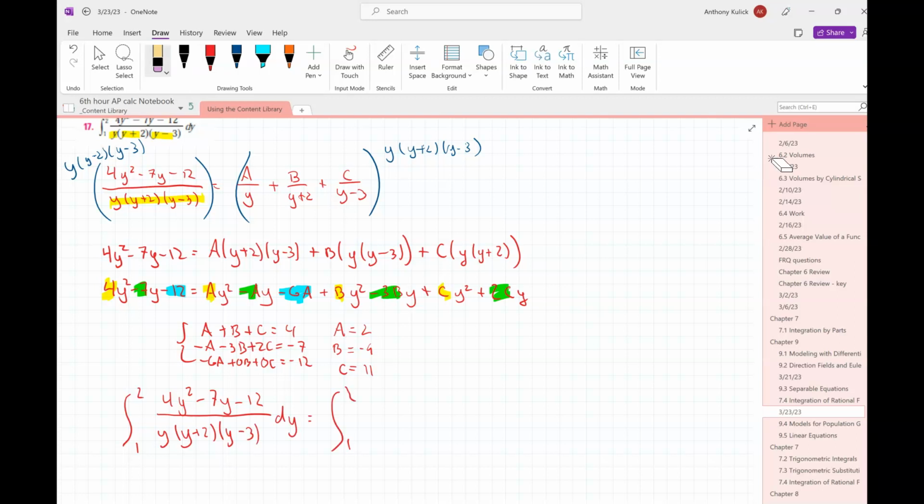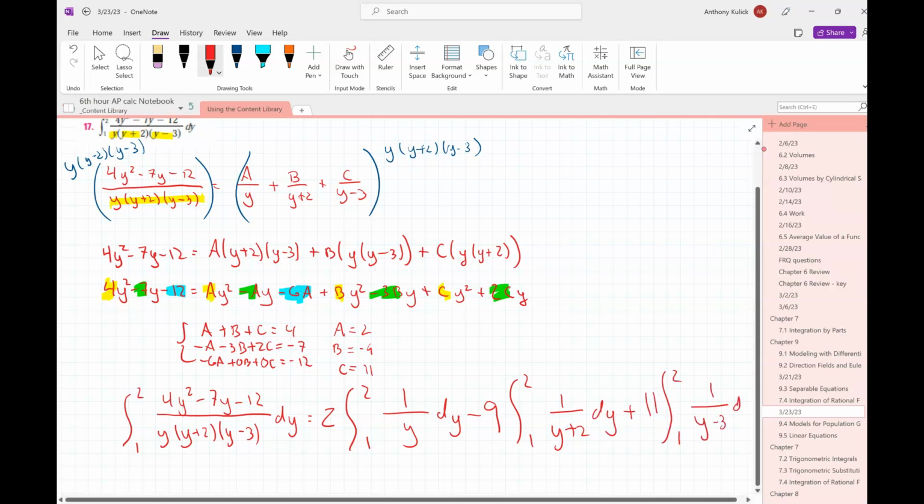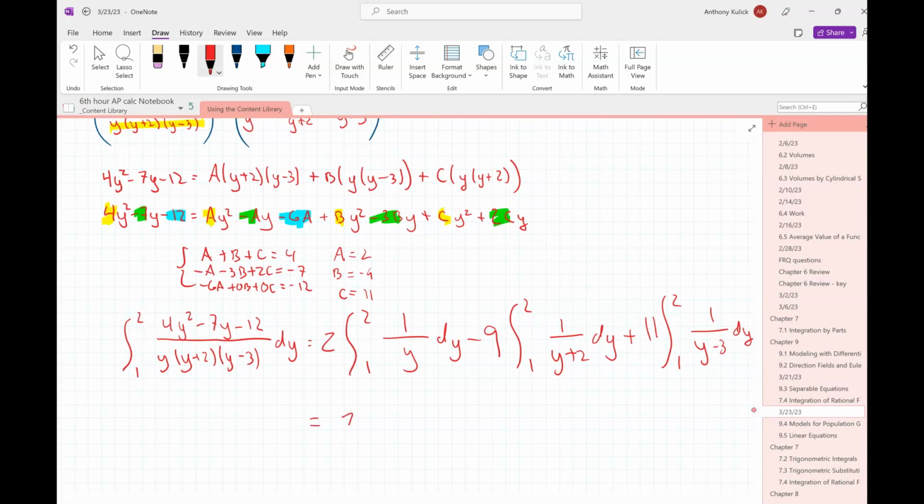So this allows me to write this as 2 times the integral of 1 over y dy, minus 9 times the integral from 1 to 2 of 1 over y plus 2 dy, plus 11 times the integral from 1 to 2 of 1 over y minus 3 dy. And each of these are pretty easy. So for 1 over y, the antiderivative is just the natural log. And then 1 over y plus 2, again, it's a chain rule, or a u sub, but it's a nothing burger u sub. We've talked about those, and the same thing here. And then I just need to evaluate everything from 1 to 2, which is just calculator time at that point.